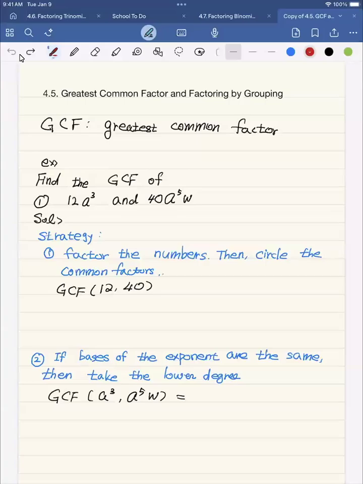In this section, we want to learn about the greatest common factor and factoring by grouping. GCF is the abbreviation of the greatest common factor. Let's learn about that with examples. We want to find out the GCF of 12a cubed and 40a to the fifth power times w.